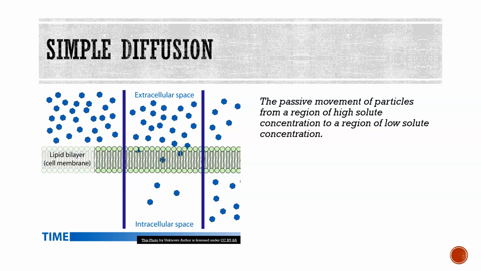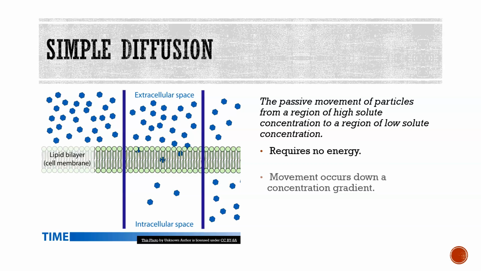In simple diffusion, it's the passive movement of particles, so it doesn't require energy, from a region of high solute concentration, lots of molecules of a substance, to a region of low solute concentration, an area that has a low number of those molecules. It's trying to find an equilibrium, so the molecules are trying to balance up on either side of the phospholipid bilayer.